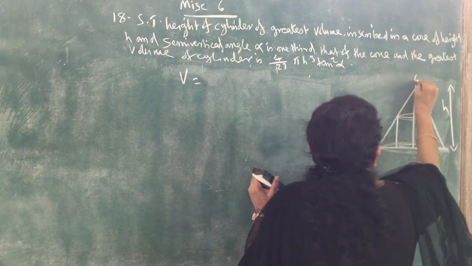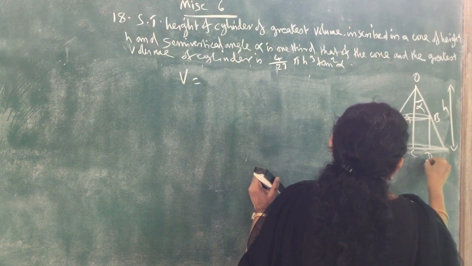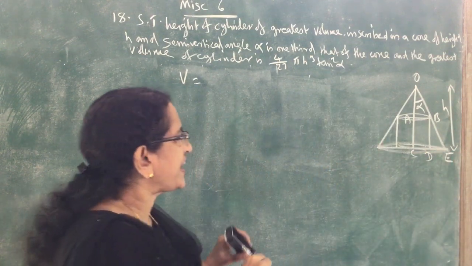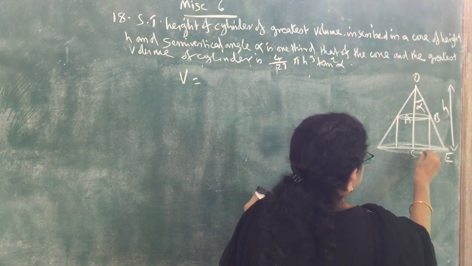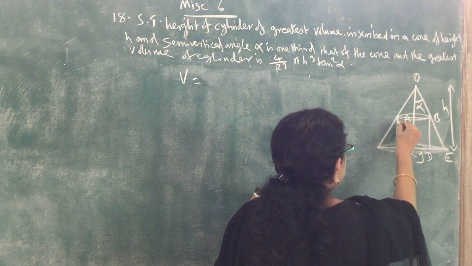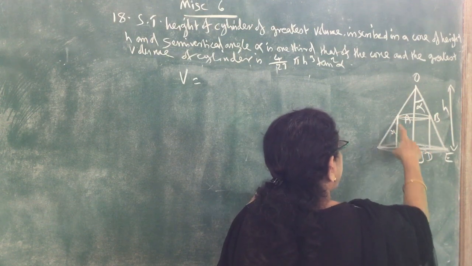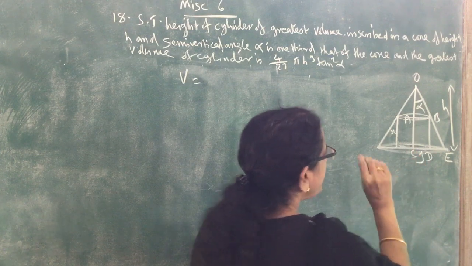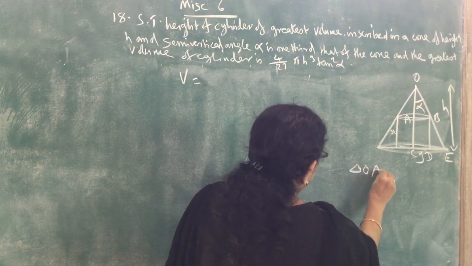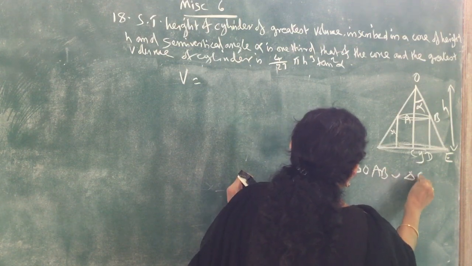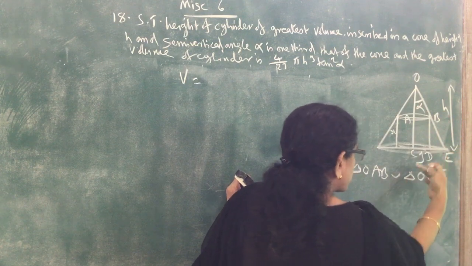So let the points be O, A, B, C, D, E. Now we can take the radius of the cylinder as y, and the height of the cylinder as x. Now we can consider the two similar triangles, triangle OAB similar to triangle OCE.